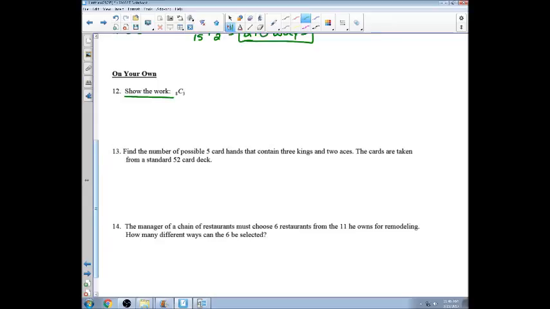We have some card problems, which we have gone over. If you have any questions about cards, find the number of possible 5-card hands that contain kings. There are 4 kings in a deck, and there are 4 aces in a deck. That should help you a little bit. The manager of a chain restaurant must choose 6 restaurants from the 11 he owns for remodeling. How many different ways can the 6 be selected? Think about whether order matters there or not. Did it say that this restaurant has to come before that restaurant? Well, it didn't, so think about that, okay? I want you to try those on your own. Bring them with you tomorrow.